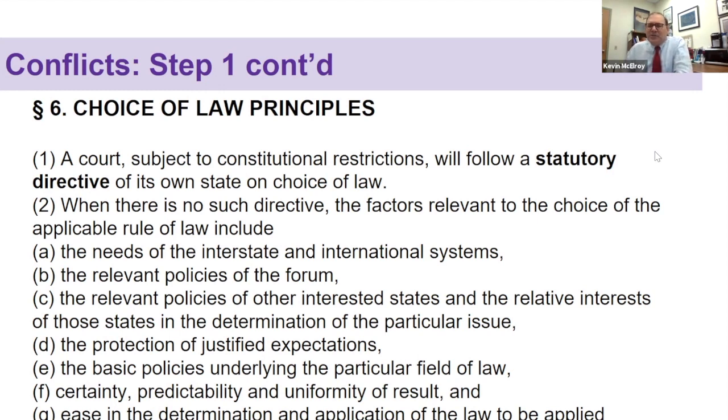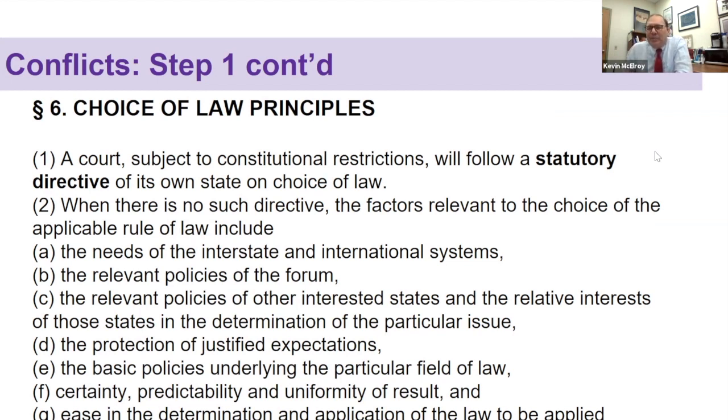When there is no such directive, meaning a statutory directive, the factors relevant to the choice of the applicable rule of law include. These are the things a court should look at to decide which state's substantive law should be applied. And it says include, so they're not trying to be all-encompassing here, all right? But the needs of the interstate and international systems, what in God's name does that mean?